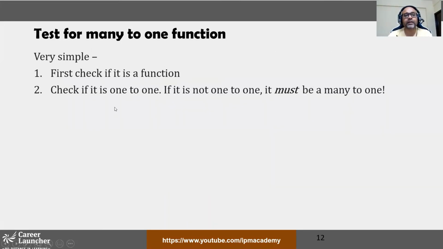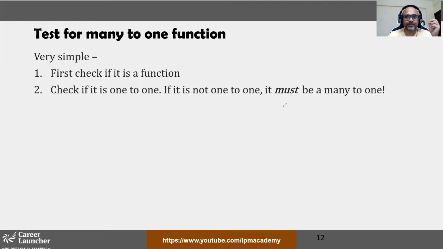Now, how do you test for a many-to-one function? It is actually very simple. First, you have to check whether the given relationship is a function or not. That is anyway you're supposed to do. Then actually check for one-to-one. So a function is either a one-to-one or a many-to-one. It's a binary, 0 or 1. It's this or that. So if it is not one-to-one, it must be many-to-one.